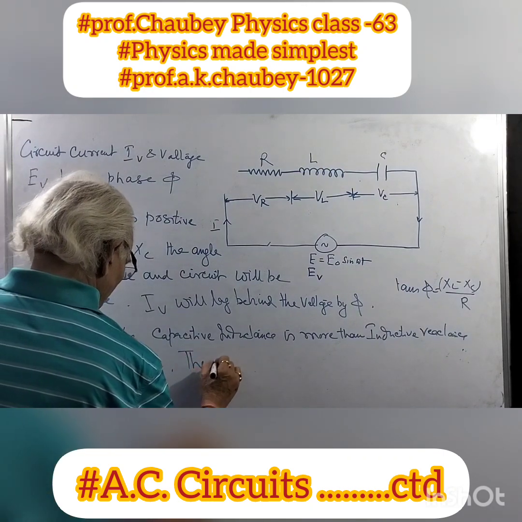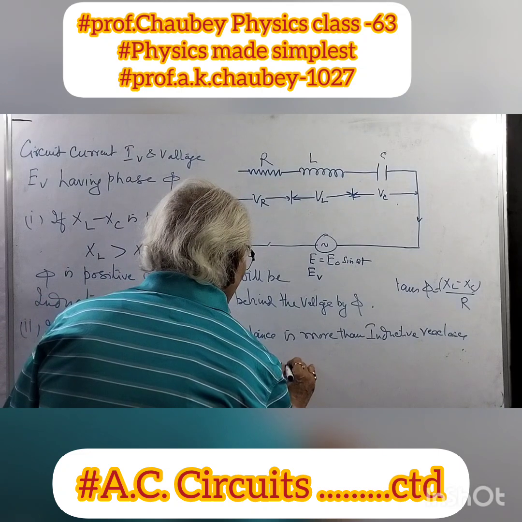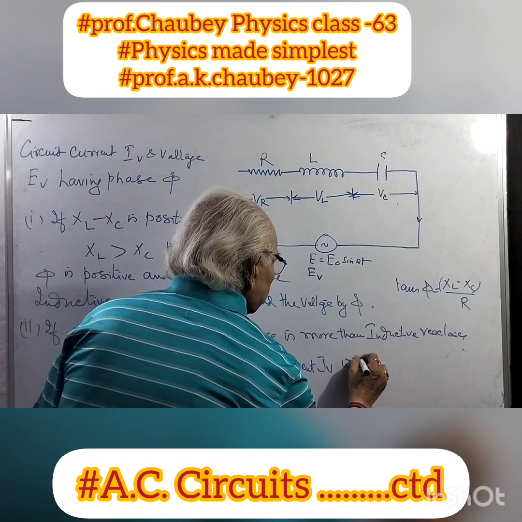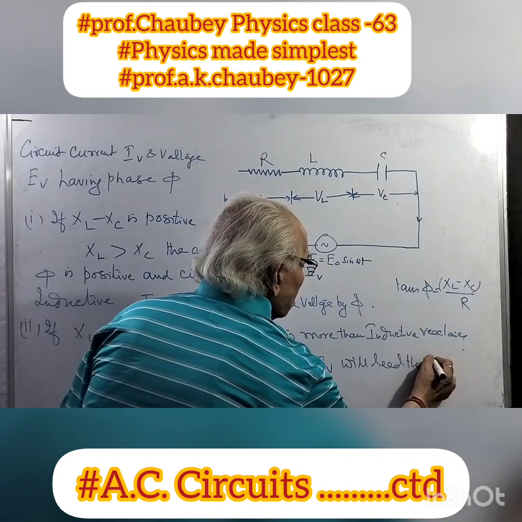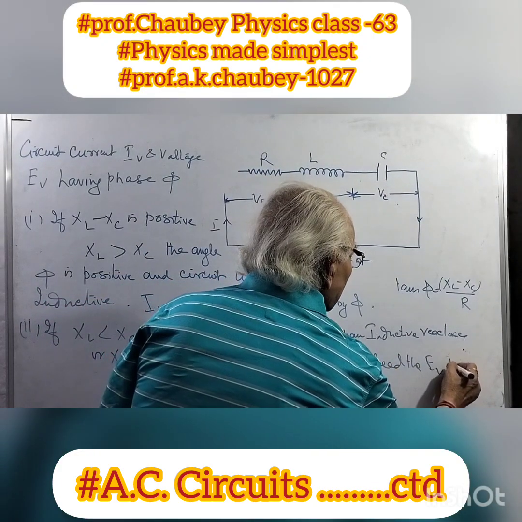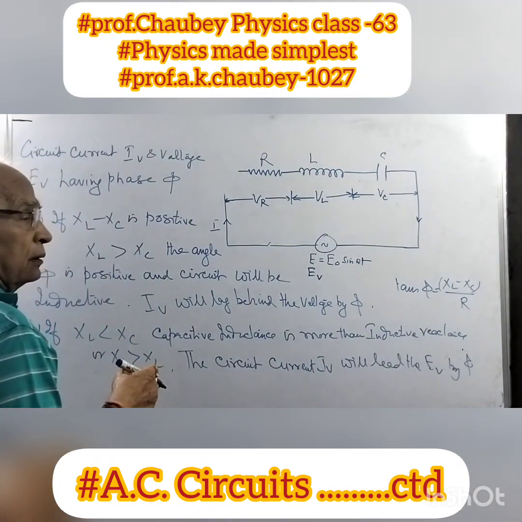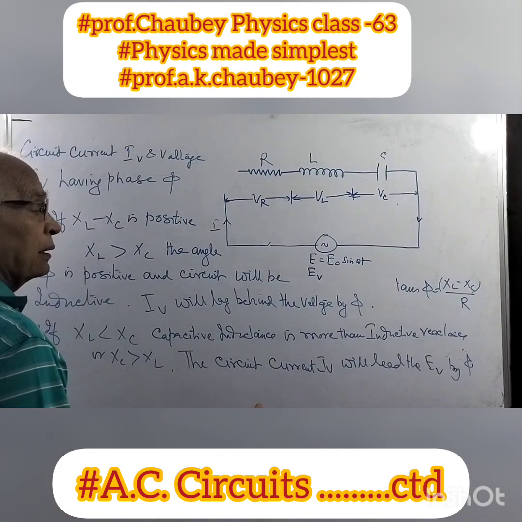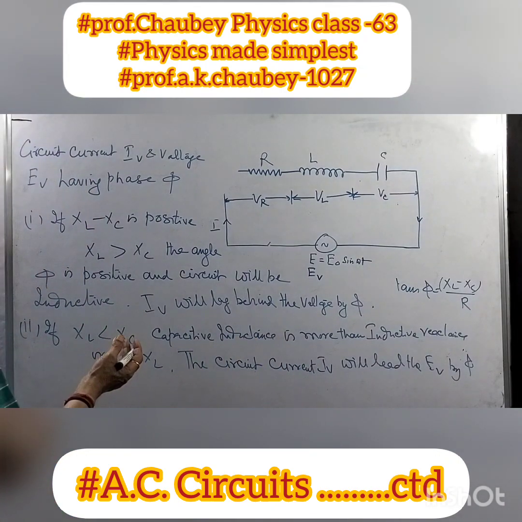The circuit current IB will lead the voltage EB. Here it was lagging by phi. Inductance is less, so back EMF will be less, which means XC will be more. Then the current IB will lead. Here the current is lagging, here the current is leading. So these are the cases.